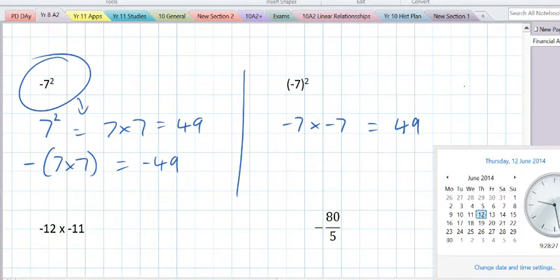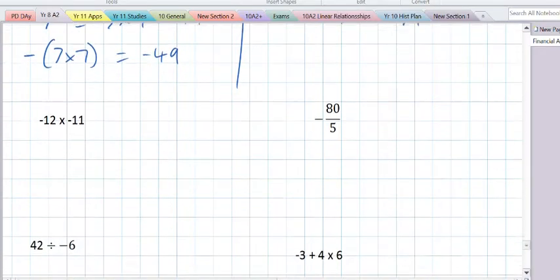Now, when we have the brackets, it is the minus 7 times the minus 7. Whereas without brackets, you're right, only one of them has a negative. Good news is, if you put that into a calculator exactly with or without brackets, your calculator will do the same thing.